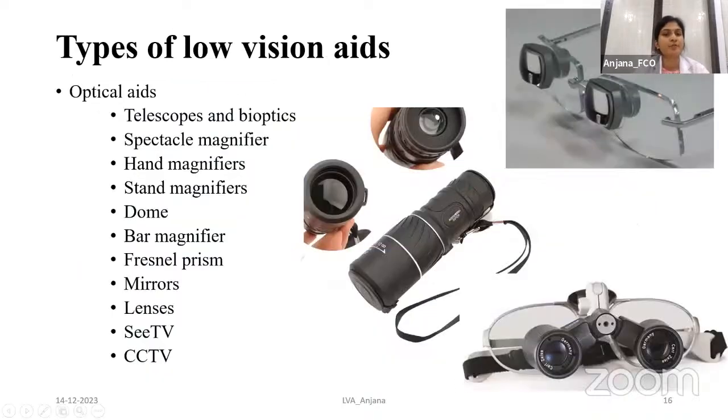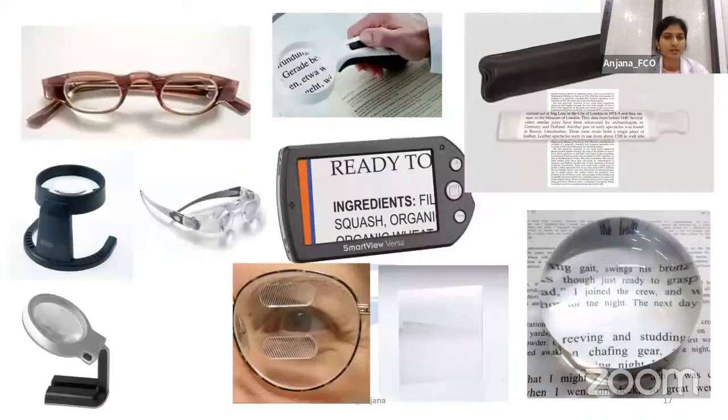Then types of low vision aids, types of optical low vision aids. These are the telescopes, bioptics, spectacle magnifier, hand magnifier, stand magnifier, dome and bar magnifier, Fresnel prism, mirrors and lenses, CTV, CCTV, etc. These are the magnifiers, spectacles, hand magnifier spectacles.